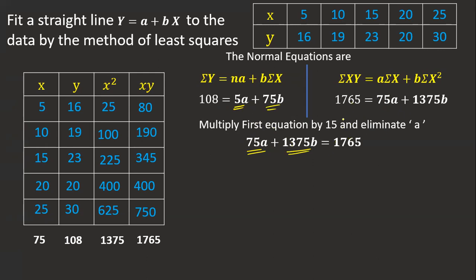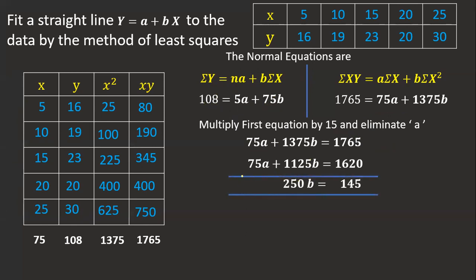So first of all, here it is already 75A, it is there. I'm going to write this particular thing here as it is. Then I'm multiplying the first equation. I'm putting it down here. Now first equation, this one I've written here. This I am multiplying by 15. I'm writing it here. So now I have multiplied this 5, then I'll get this one. And I multiply 75 by 15, I'll get this one. And I multiply 108 by 15, I'll get this one. Okay, so now I'm going to subtract this now.